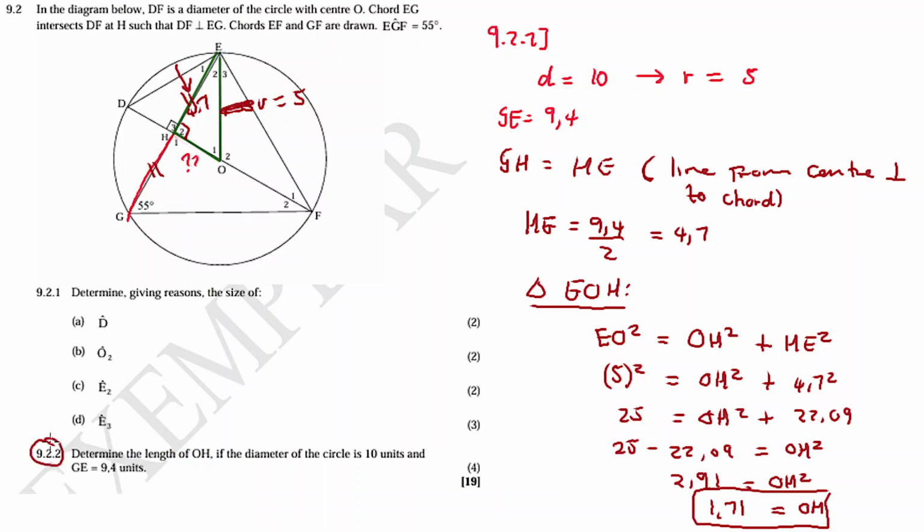In Euclidean geometry, if they want you to calculate a length of some sort, most of the time you're going to be using theorem 1. You're going to be applying theorem number 1.